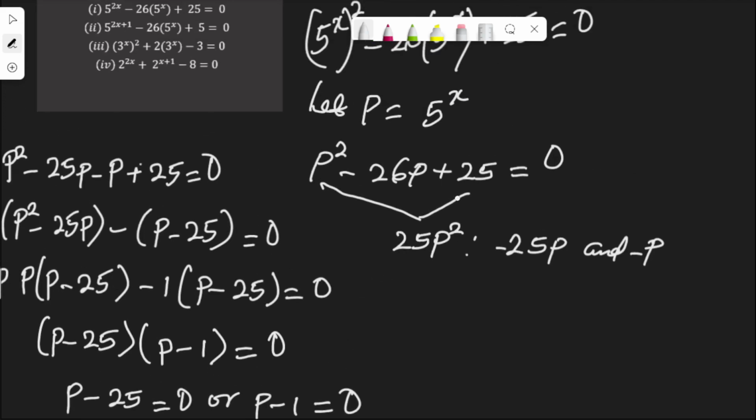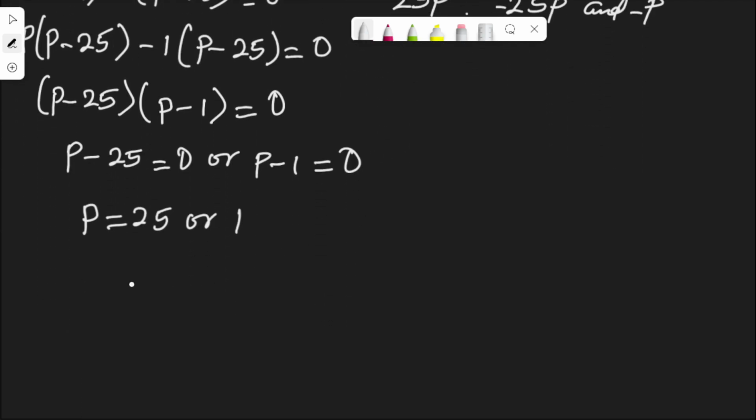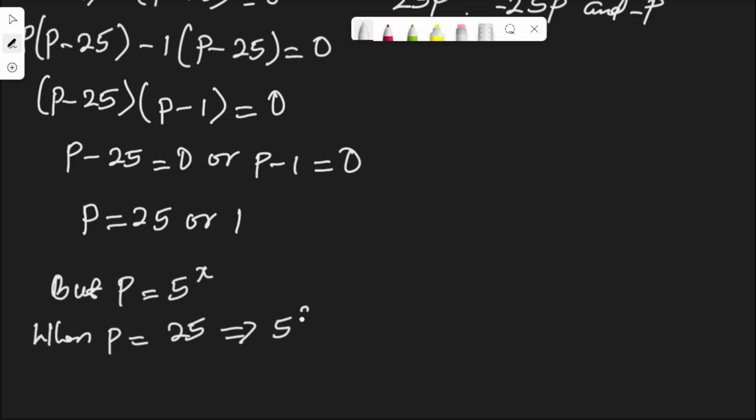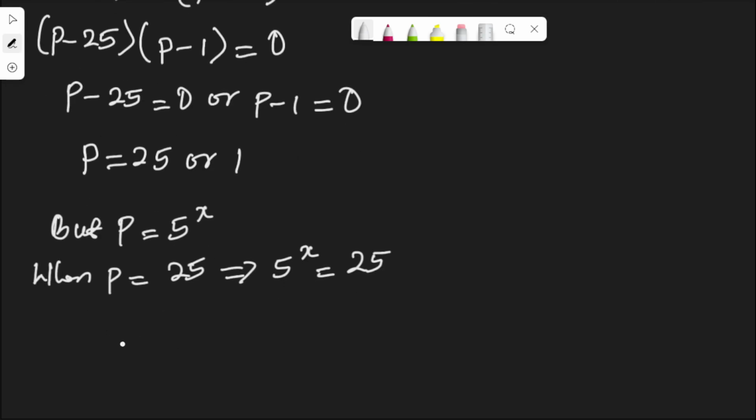But here we say that p is 5 to the power of x. This implies when p is 25, it implies 5 to the power of x is equal to 25. And 25 can be written as 5 squared. That means therefore 5 to the power of x is equal to 5 squared. The bases are the same. We equate the powers, hence x is equal to 2.